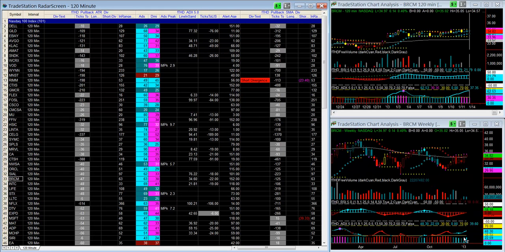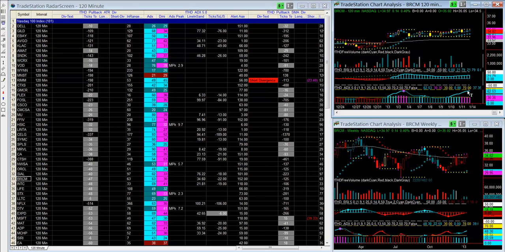BRCM. You've got a nice ADX down here. The one thing that I would worry about would be the diverging volume. That tells me it's probably going to bounce back down before it continues up, which is also supported on the 120. Because you're potentially going to get a magenta peak on this 120, which again will cause it to pull back to the ATR.